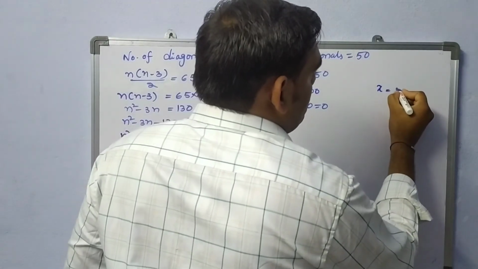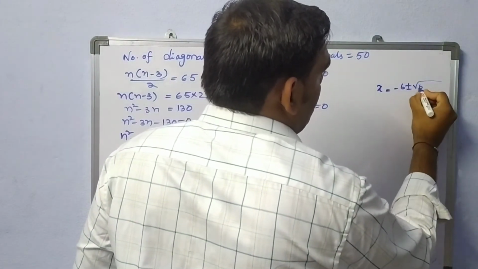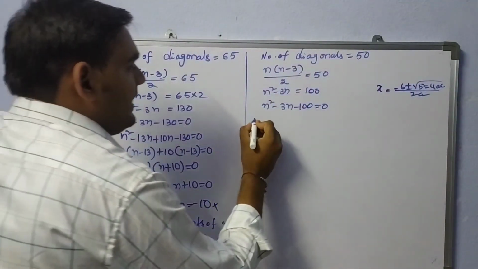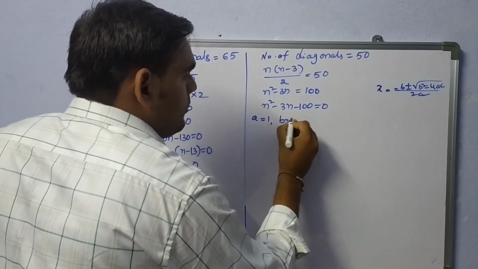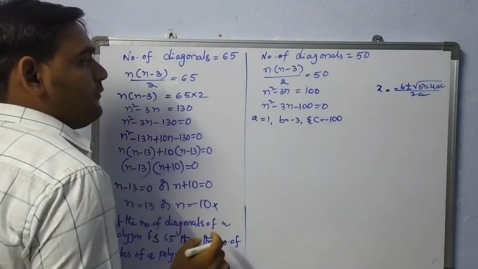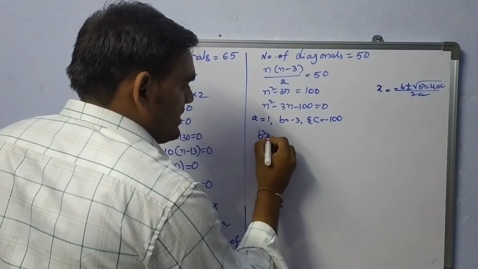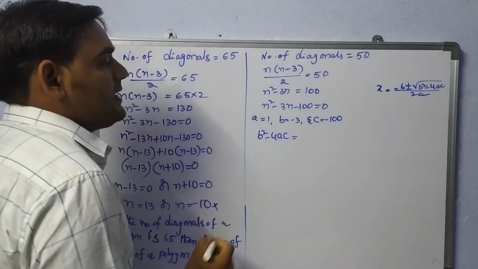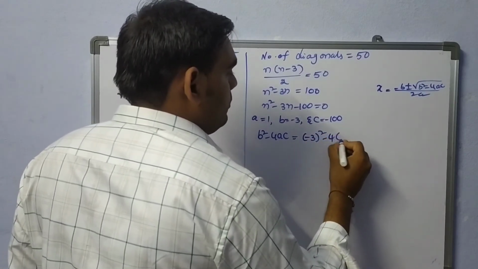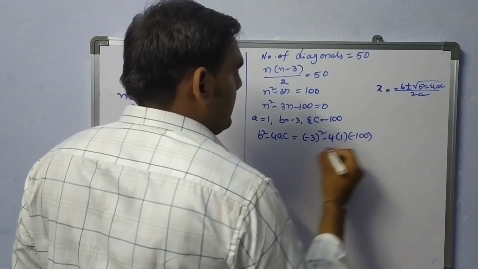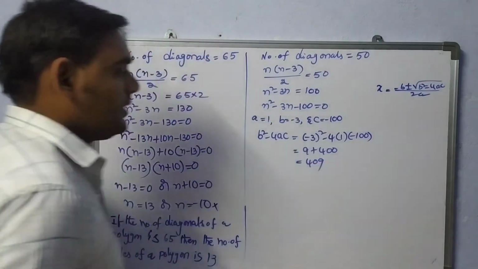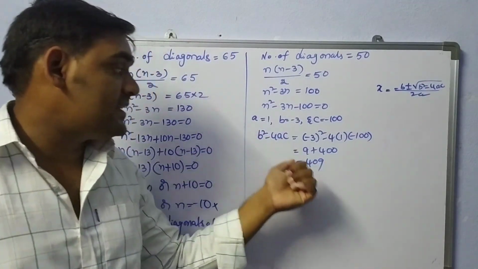See, that is x is equal to minus b plus or minus square root of b square minus 4ac by 2a, isn't it? So in this, a is equal to 1, b is equal to minus 3, and c is equal to minus 100. Now first we need to find the discriminant, that is b square minus 4ac. So b is minus 3, whole square, minus 4 into 1 into minus 100. Now 9 plus 400 is equal to 409. So we got the discriminant value b square minus 4ac as 409.